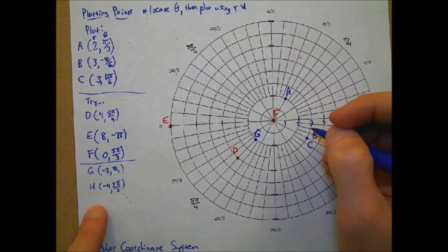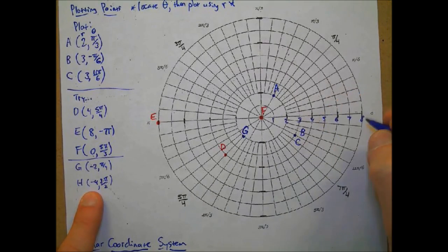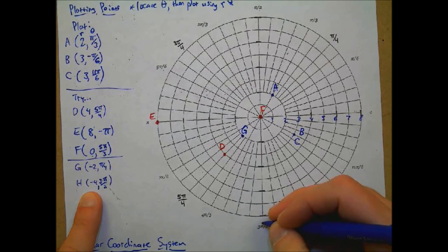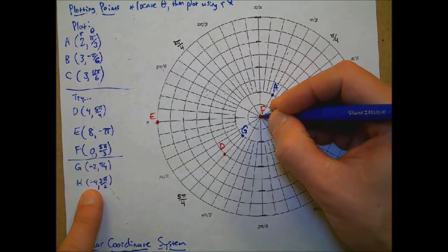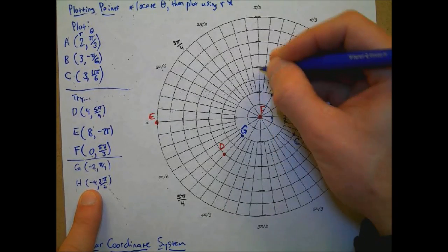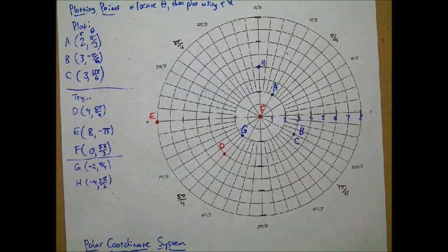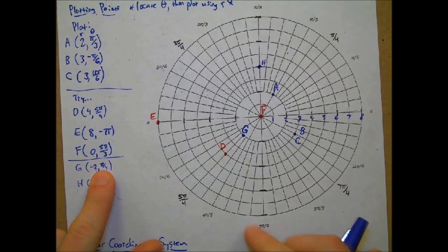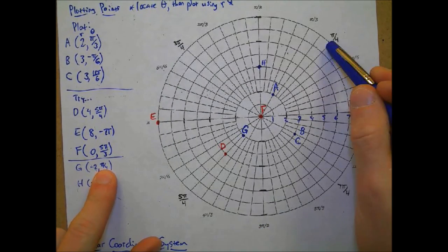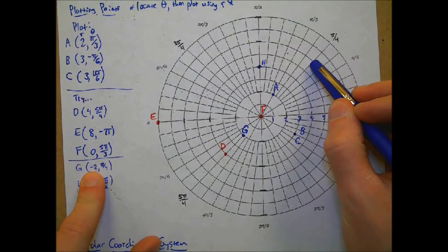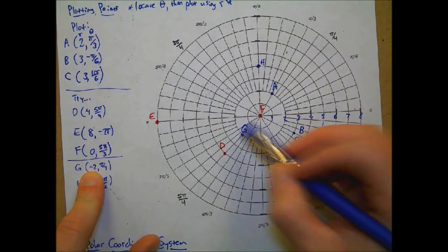Okay? And then h, 3 pi over 2, so we'll rotate to 3 pi over 2, but instead of going towards the 3 pi over 2 for four rings, we're going to go in the exact opposite direction. 1, 2, 3, 4, and there is h. Rotate to pi over 4 for the first one there, but because it's a negative r value, instead of going towards pi over 4 two units, we're going to go in the exact opposite direction. And same thing for h.